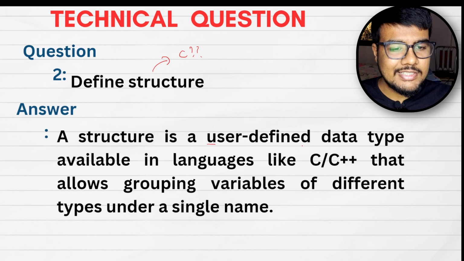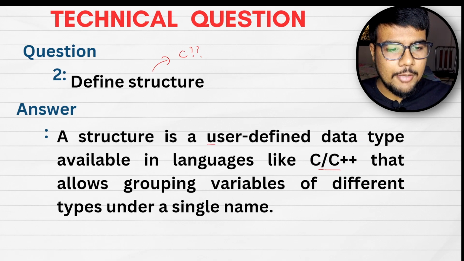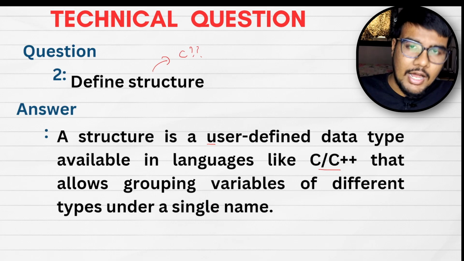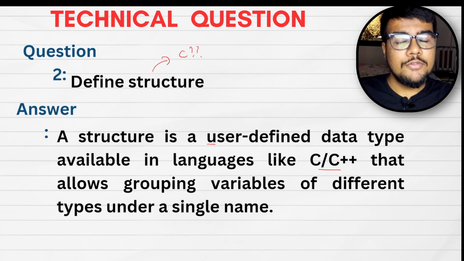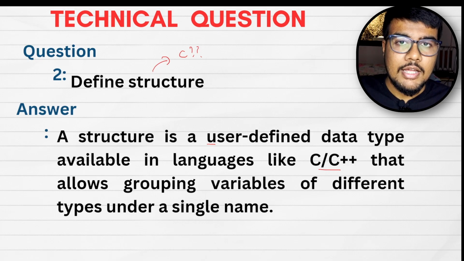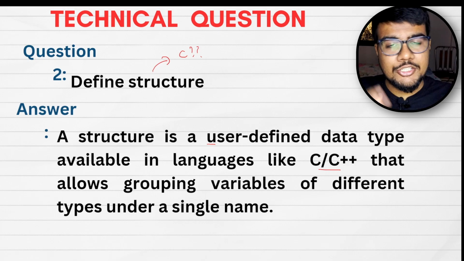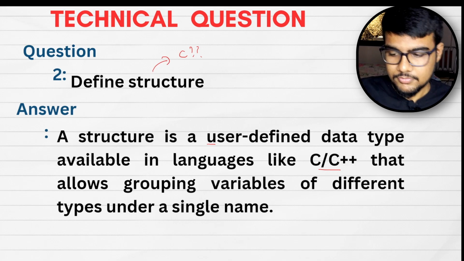Now, a structure is a user-defined data type available in languages like C and C++ that groups variables of different types under a single name. Structure is a kind of class type, but it doesn't have the 4 pillars like a class, but it can store the objects, initiate the variables and so on.